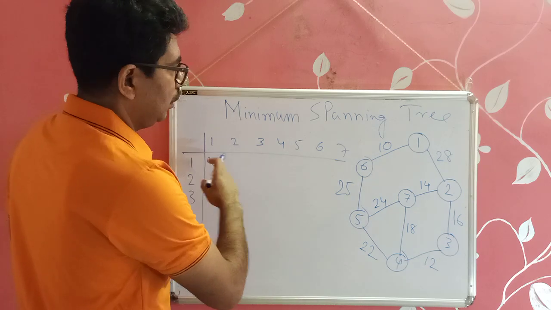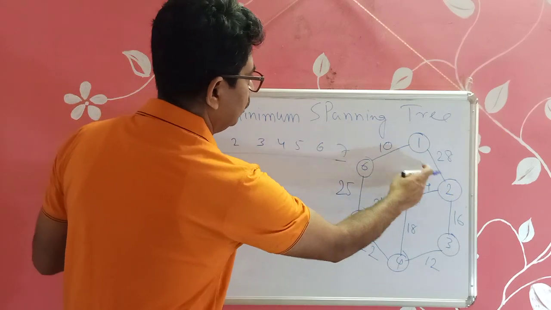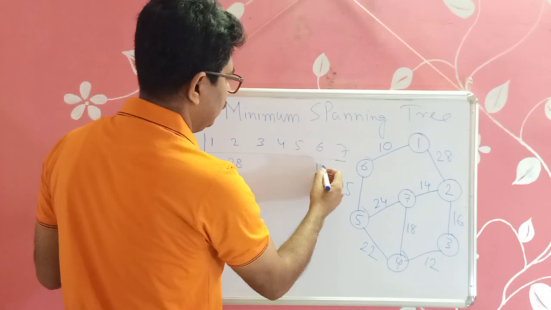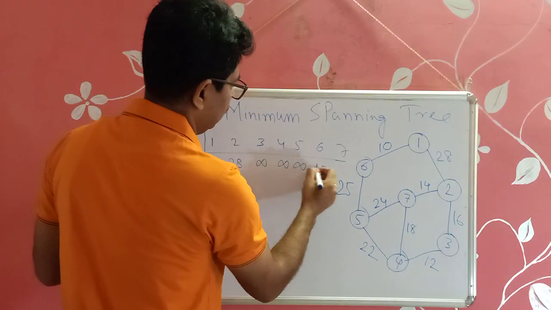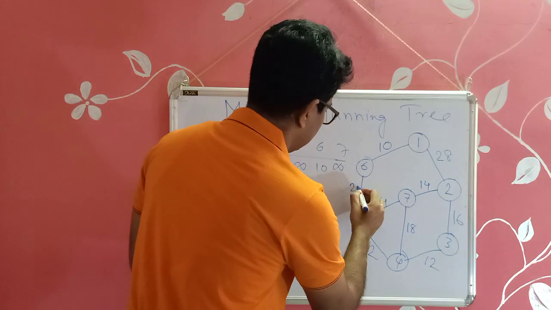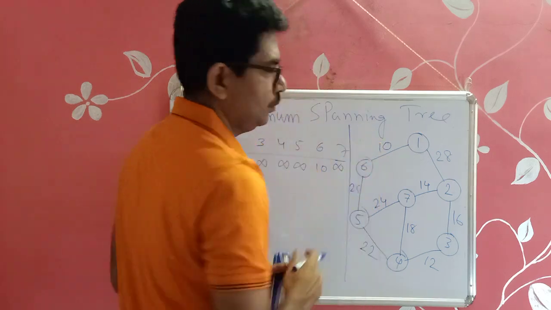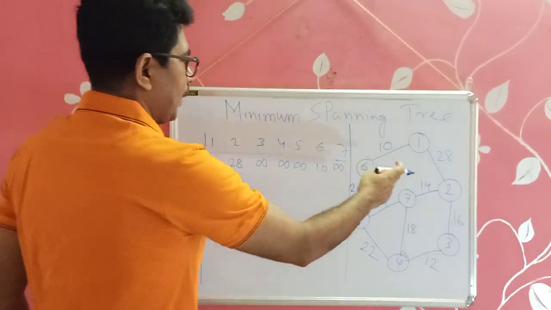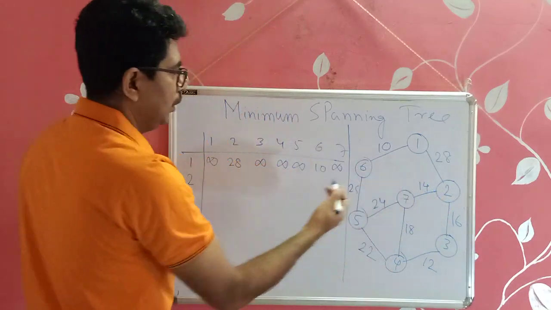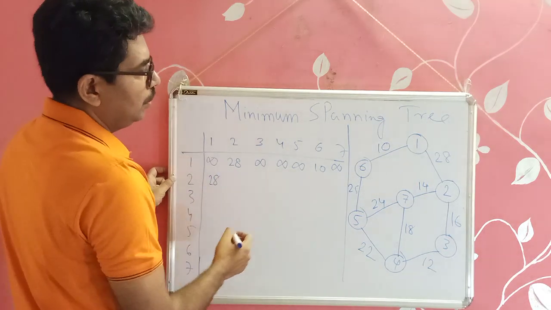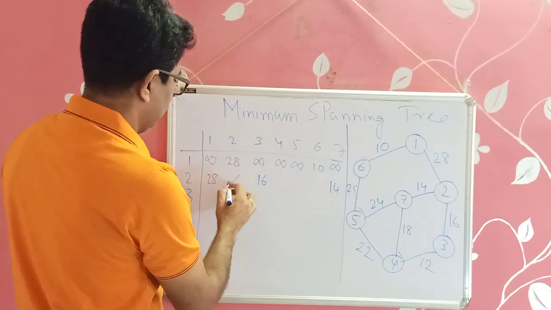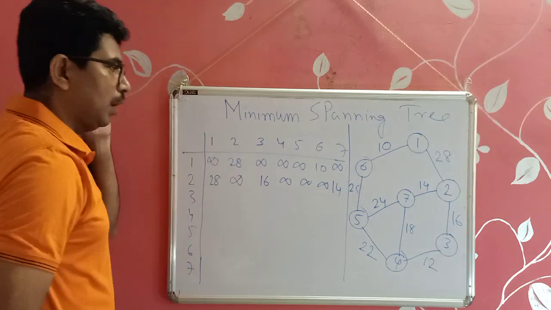Next, from here we are having two edges, 1 to 2 and 1 to 6. So 1 to 2 is 28 and 1 to 6 is 10. All others infinite. Okay, right. So this is the graph. Then from 2 we are having 1, 3 and 7 edges. Therefore 2 to 1 is 28, 2 to 3 is 16, 2 to 7 is 14, and the rest are infinite as previous.